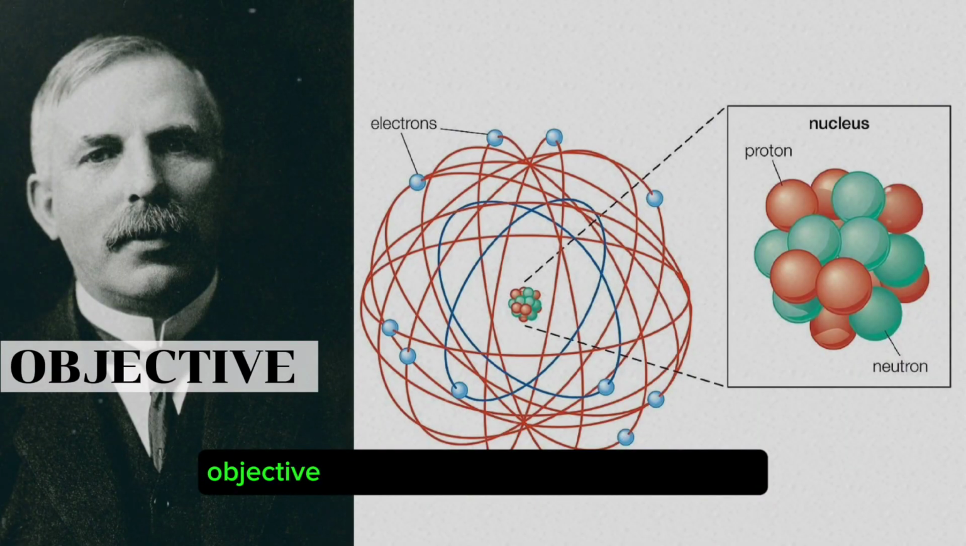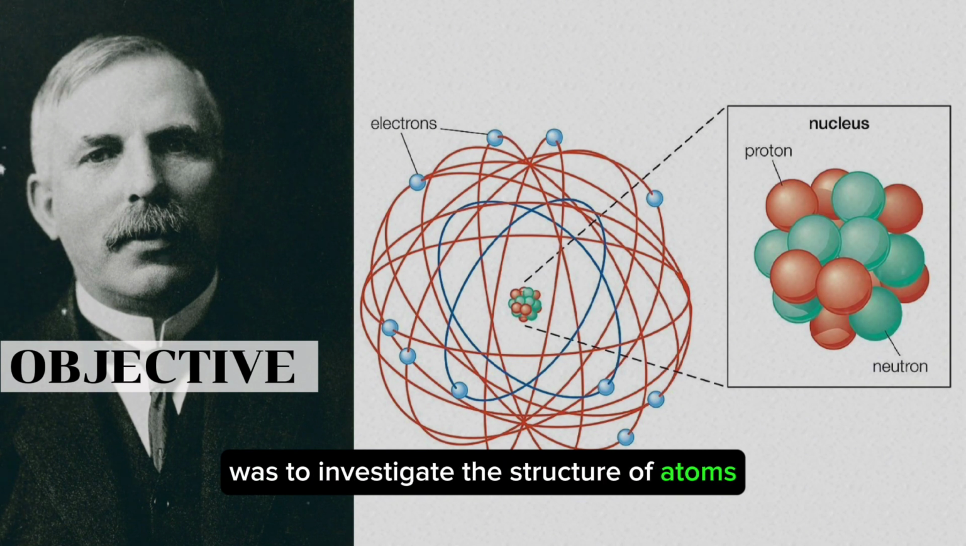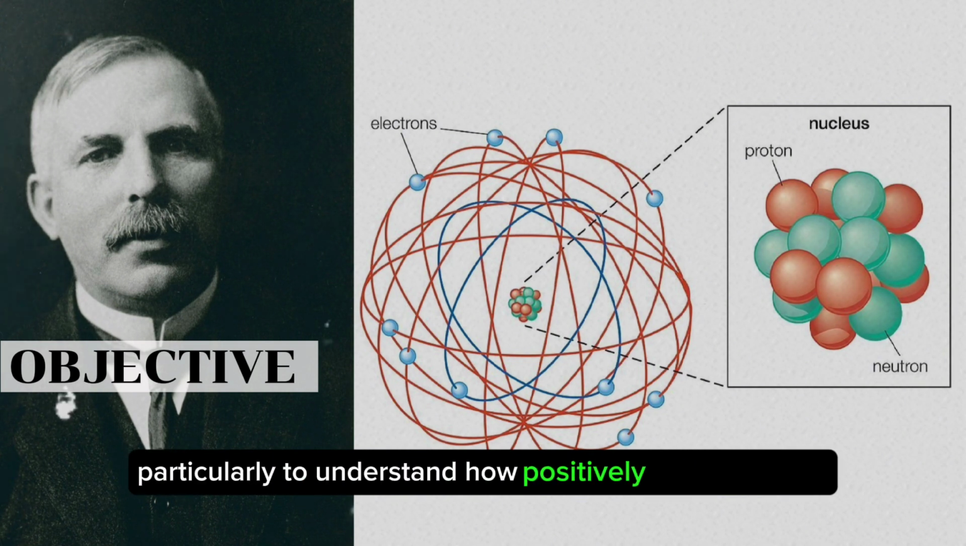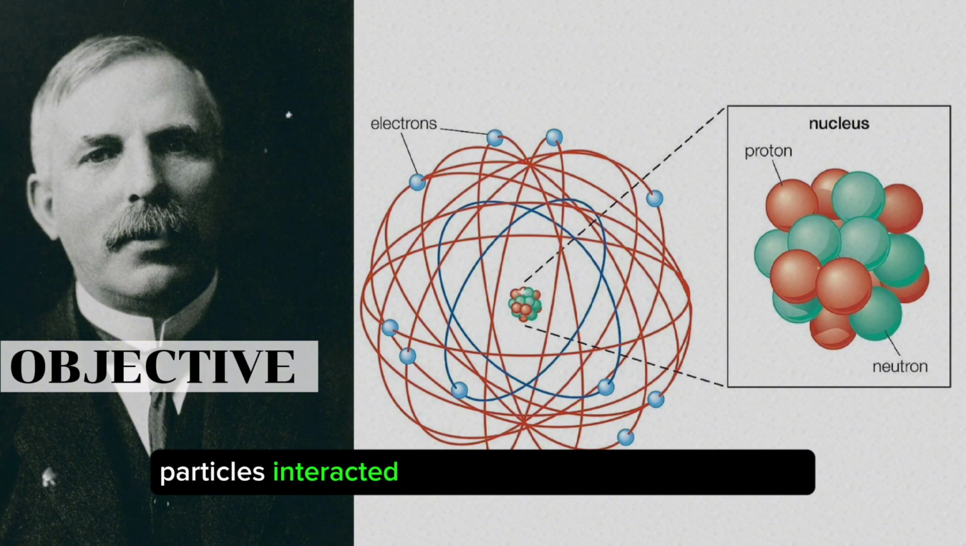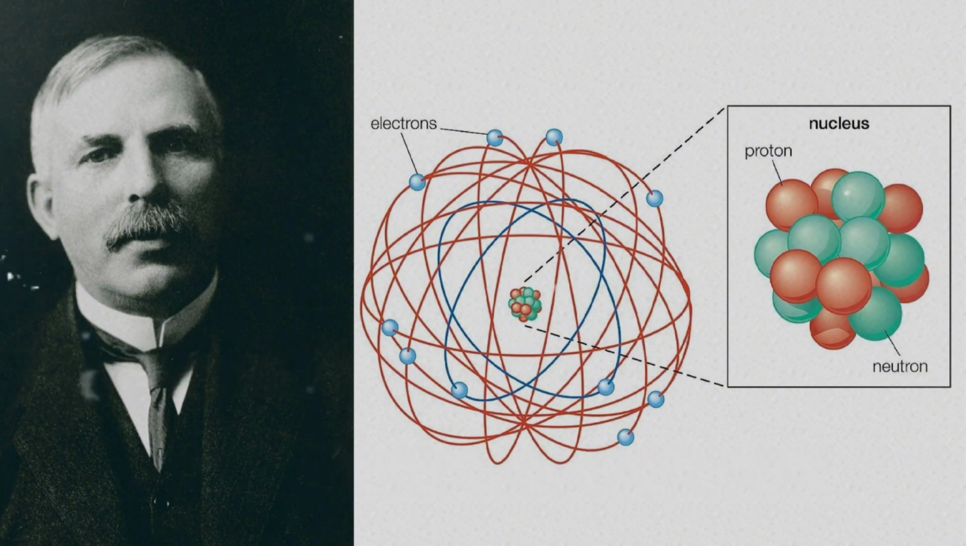Objective: the primary goal of the experiment was to investigate the structure of atoms, particularly to understand how positively charged alpha particles interacted with the atoms of a thin gold foil.